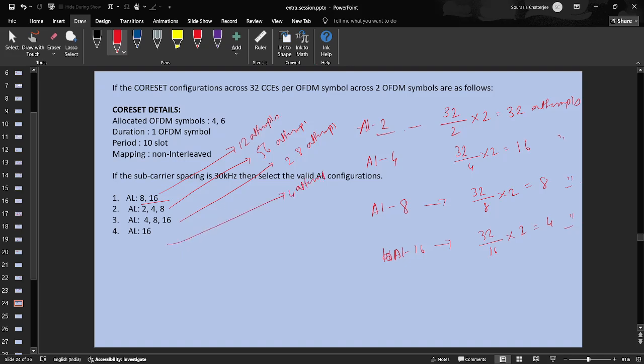By the way, the subcarrier spacing is given as 30 kilohertz. How many attempts are possible? For 30 kilohertz, it's 36. So clearly 56 is out of the picture. But 12, 28, and 4 are all within range. So it's options 1, 3 and 4.